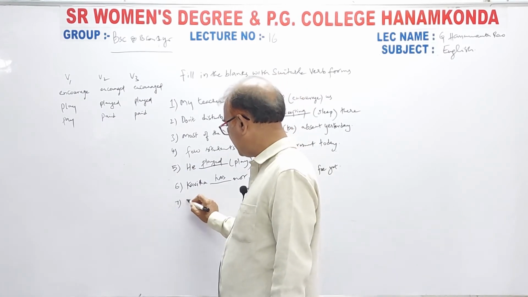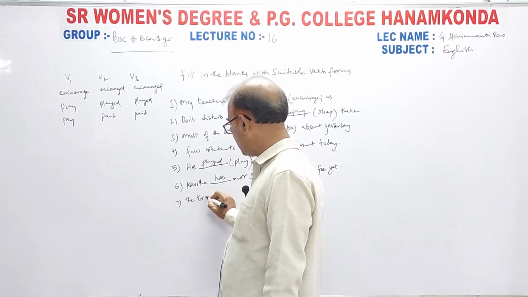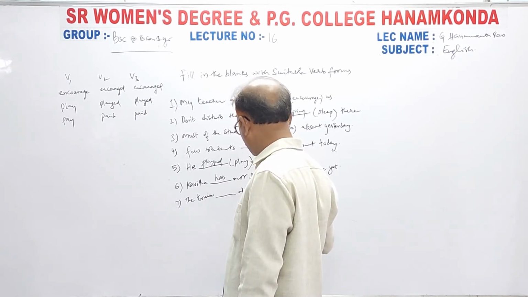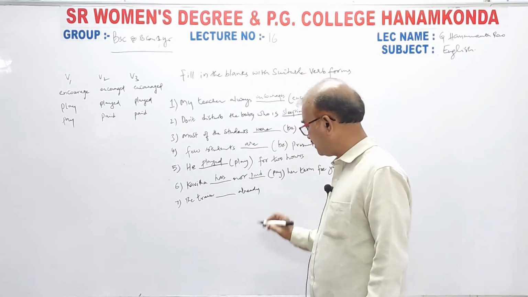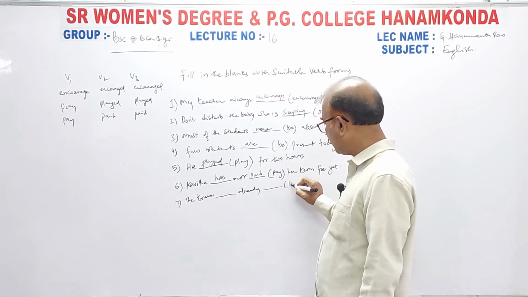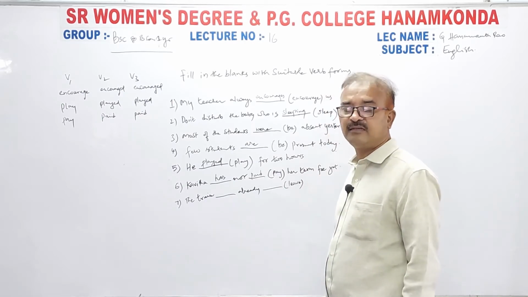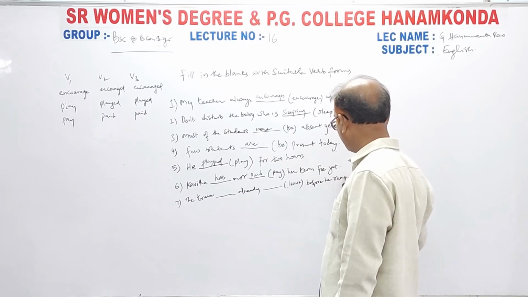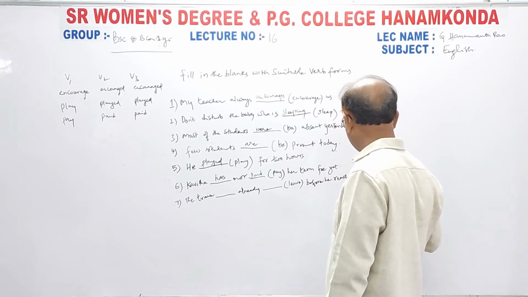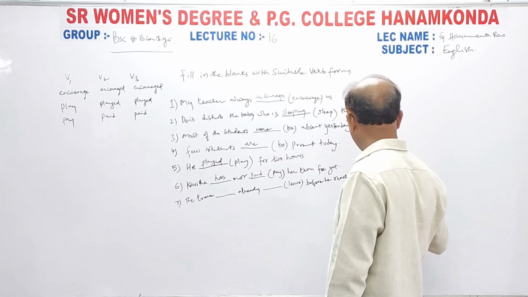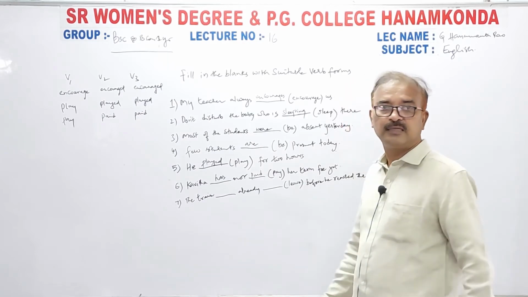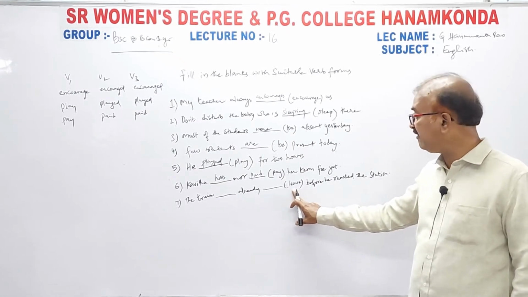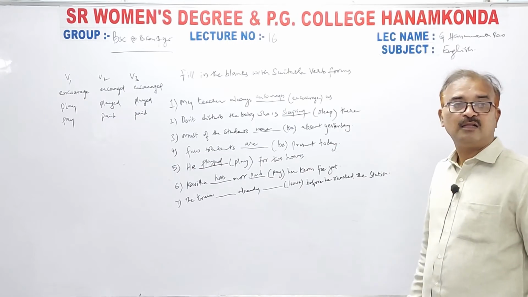Another one. The train dash already dash, in the brackets it is given as leave before he reached the station. I repeat, the train dash, already dash, in the brackets it is given as leave before he reached the station.